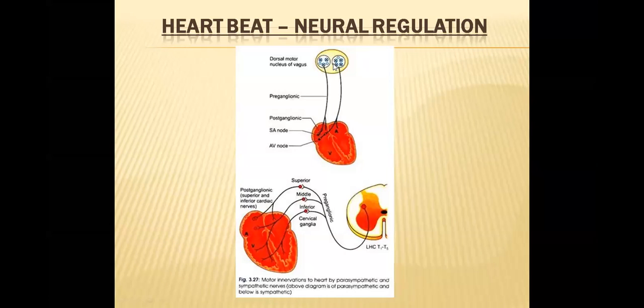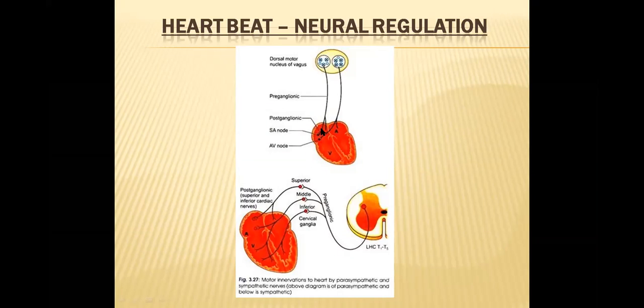From that region, the vagus nerve will arise. These two fibers are the vagus nerves. So two vagus nerves will be there. Of these two, the right vagus nerve comes directly and is in contact with the SAN, the sinoatrial node.